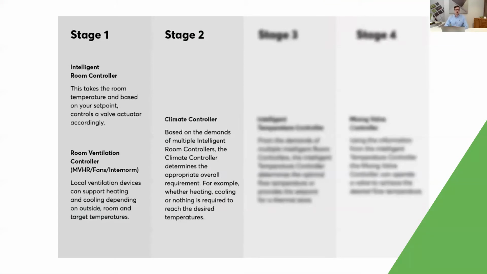This looks at the demands of all of the intelligent room controllers that are linked to it, so all of the rooms that would run off this gas boiler. And based on the overall requirement and the overall demand, determines whether it should turn the boiler on or off. Then the third stage is the intelligent temperature controller. And again, dependent on the demands of the room controllers linked to these specific manifolds or these specific zone valves, it will determine whether that zone valve should open.